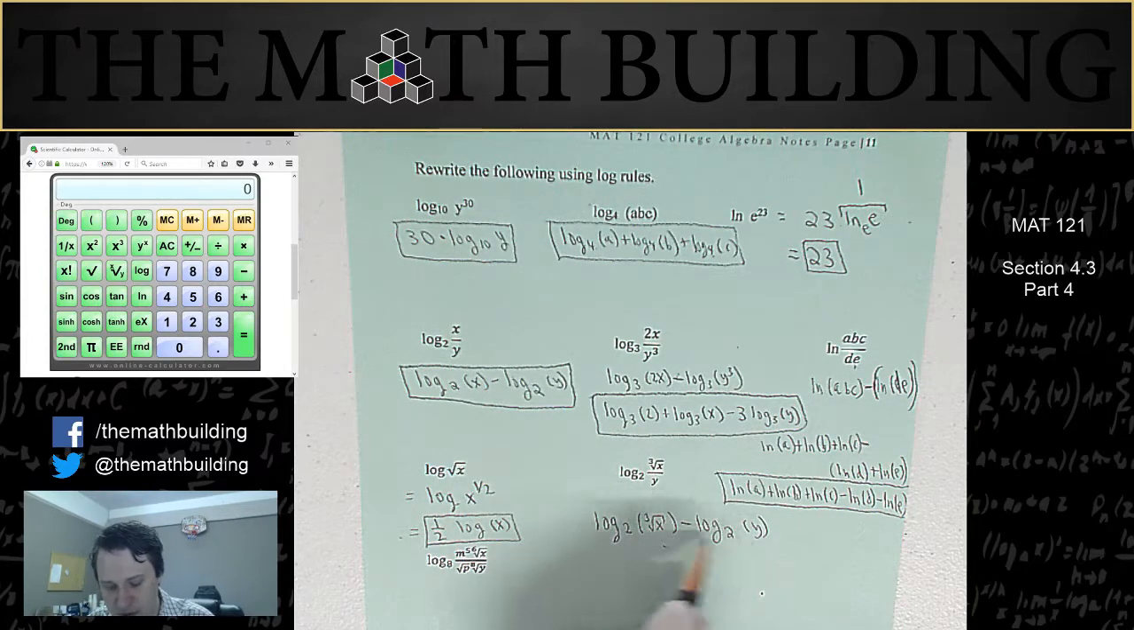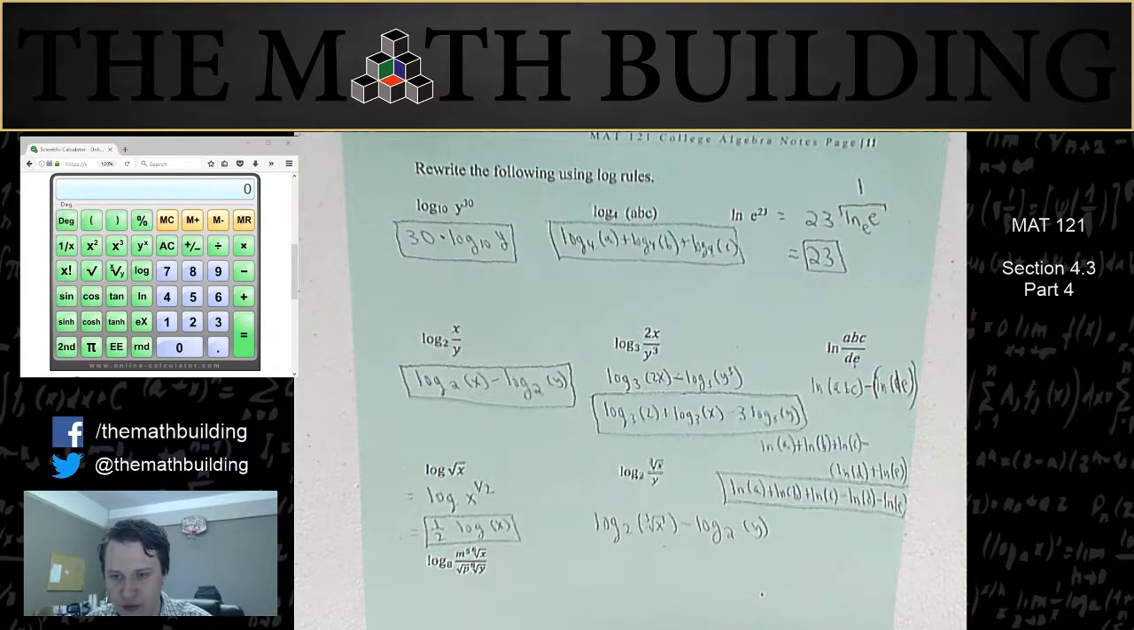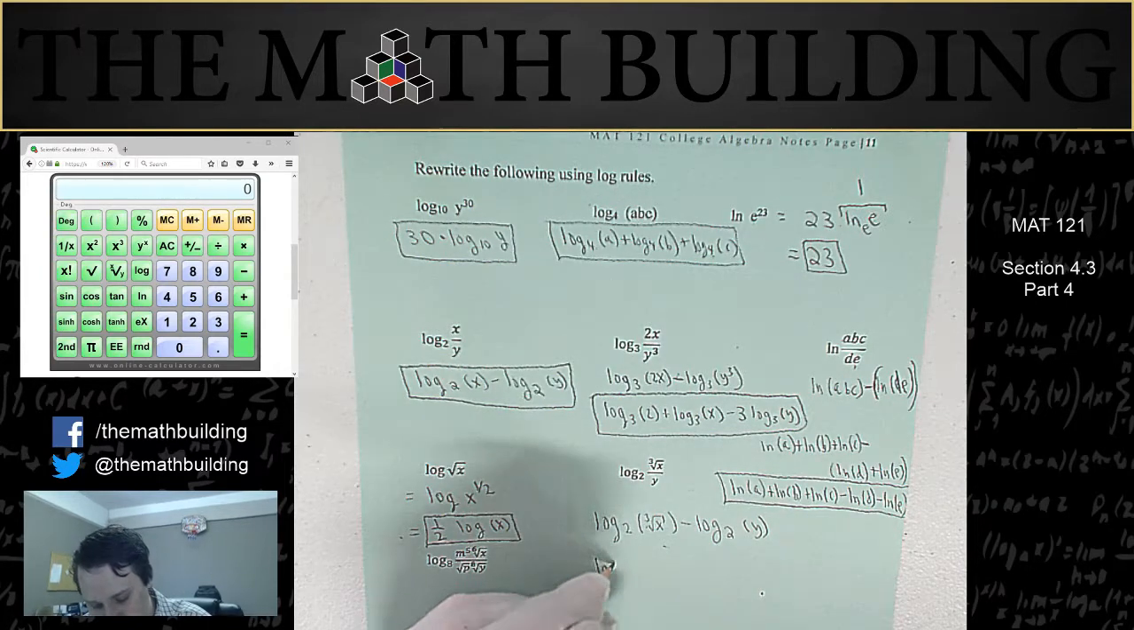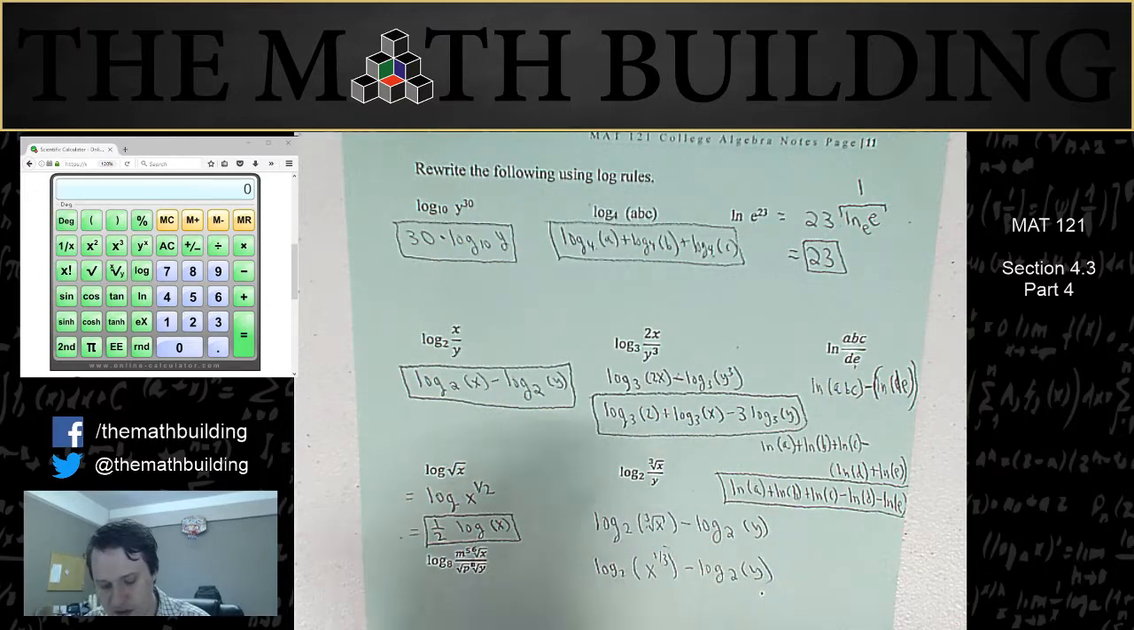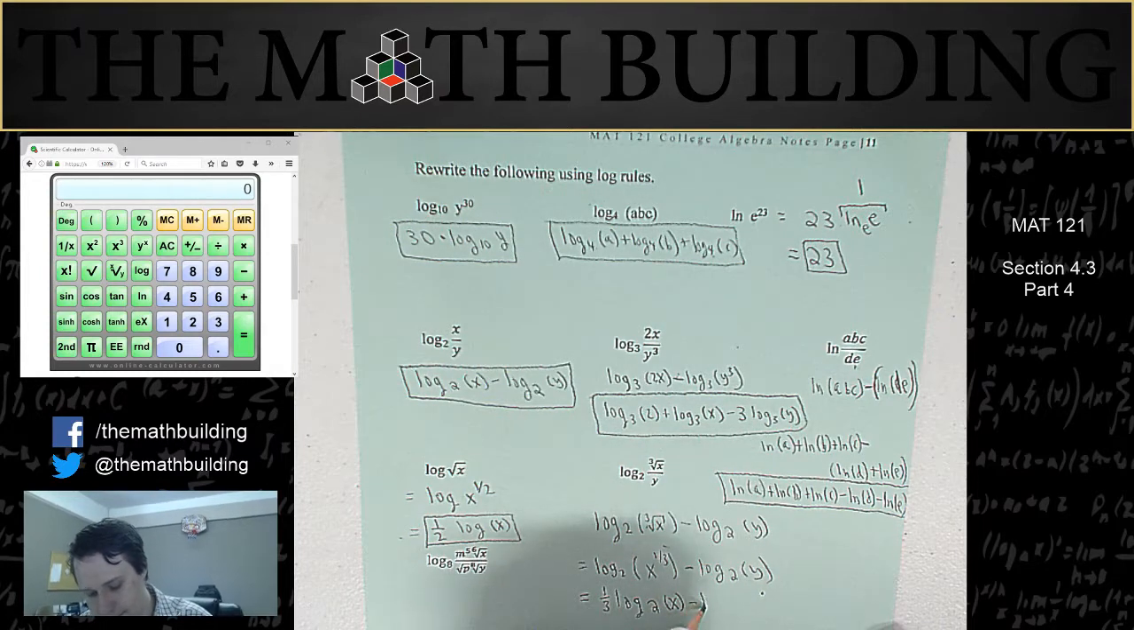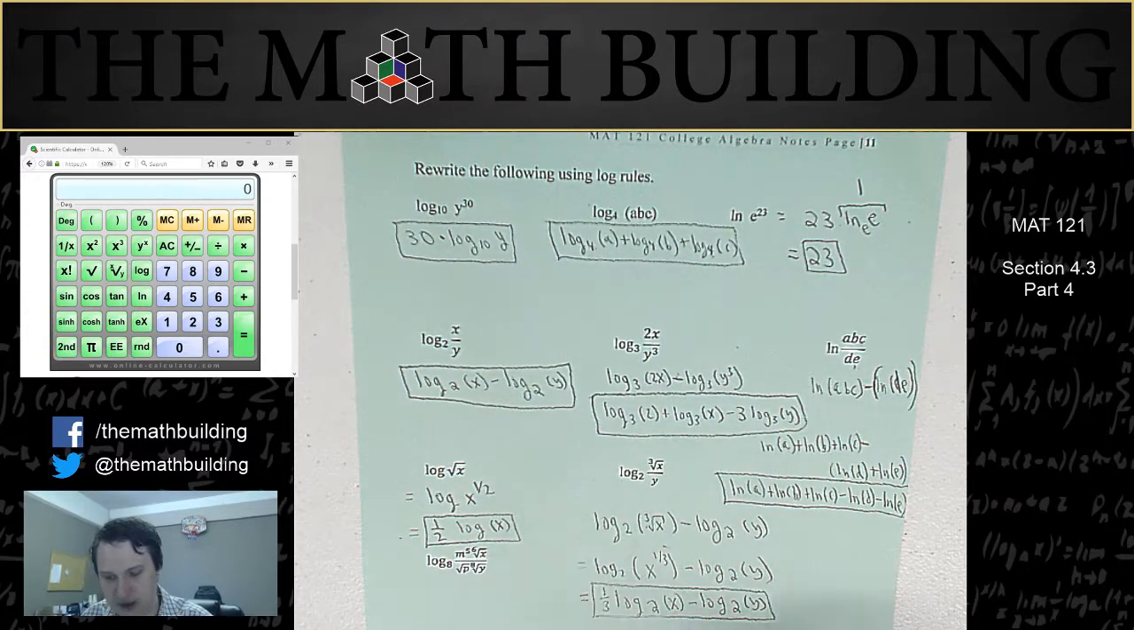This is pretty much done now, but I think we can do some more to the third root of x. Remember that we can rewrite that as x to the 1/3. So we can rewrite it like that. And now that we have it as x to the 1/3, because we took the third root of x, we can now take that 1/3 and bring it out in front. So here's the final answer. One-third log base 2 of x minus log base 2 of y.